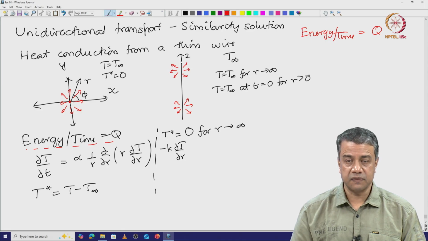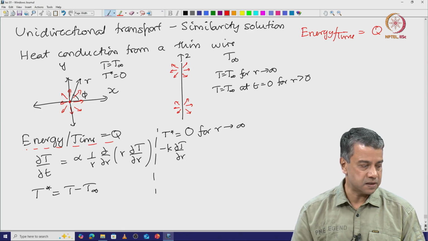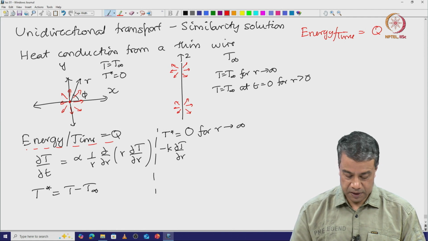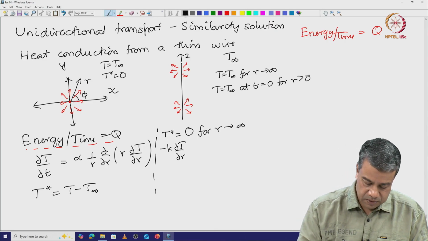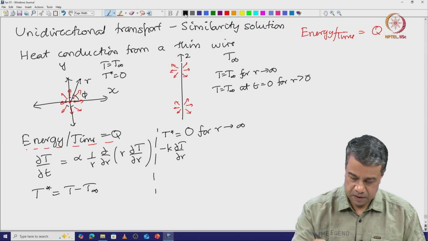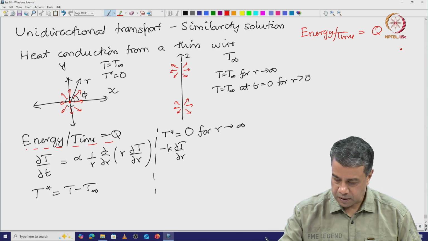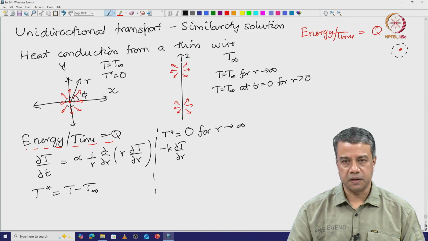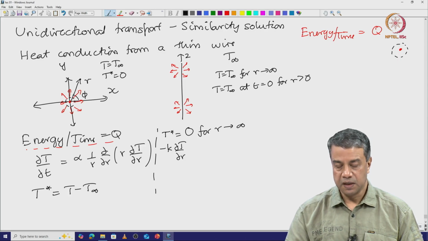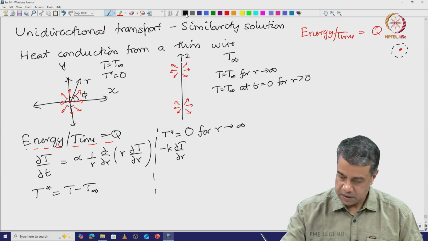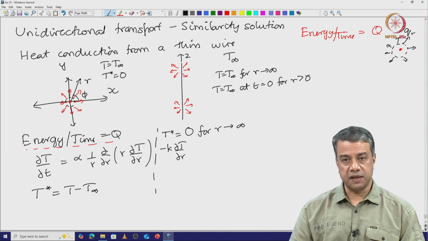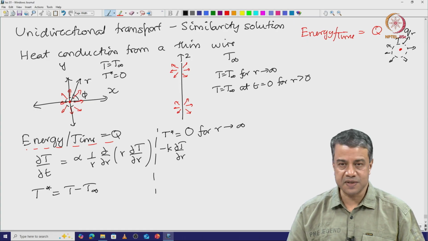Recall that the wire is of infinitesimal thickness. This energy per unit time is going to be equal to, in the limit as I go close to the wire, in the limit as r goes to 0, the energy per unit time is this flux, q_r. Note that it is radially symmetric. So, it is this flux q_r times the area.